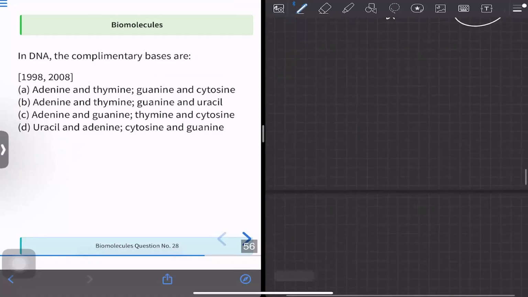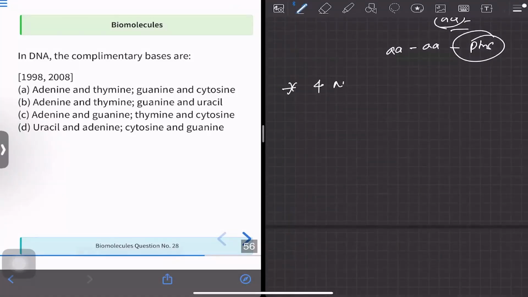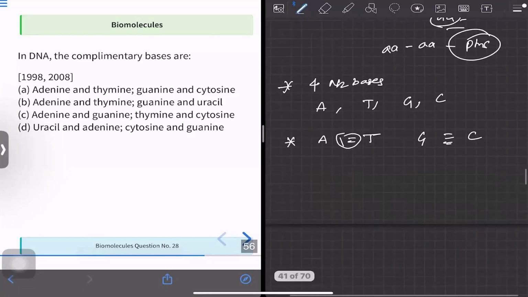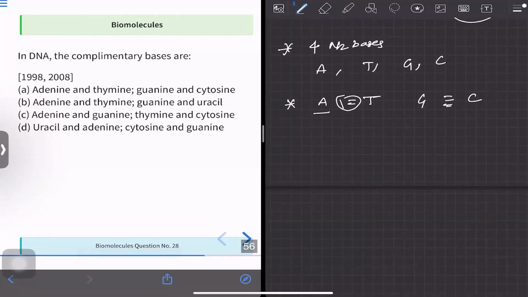Next, in DNA, the complementary bases. We all know that DNA contains 4 nitrogen bases. It includes adenine, thymine, guanine, and cytosine. Adenine complements with thymine with the help of two hydrogen bonds, and guanine also complements with cytosine with the help of 3 hydrogen bonds. See, these are the complementary bases.